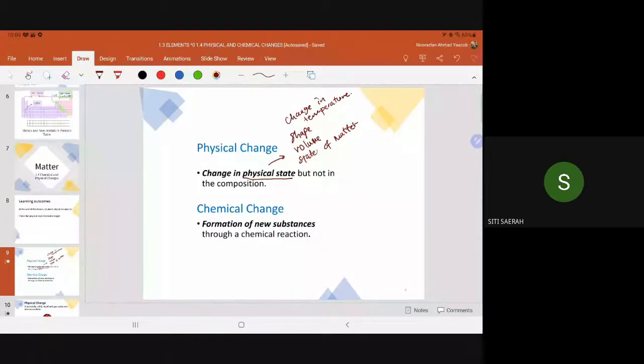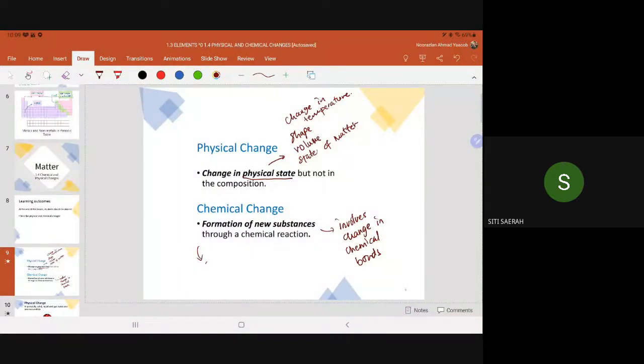So it is a process where new substances are formed through chemical reaction. So ini adalah proses pembuatan bahan baru lah. Okay, so it involves change in chemical bonds. Maksudnya ada ikatan kimia yang terputus ataupun terbentuk. Okay, so you form new bonds ataupun you break old bonds. You always form new product, new substances.